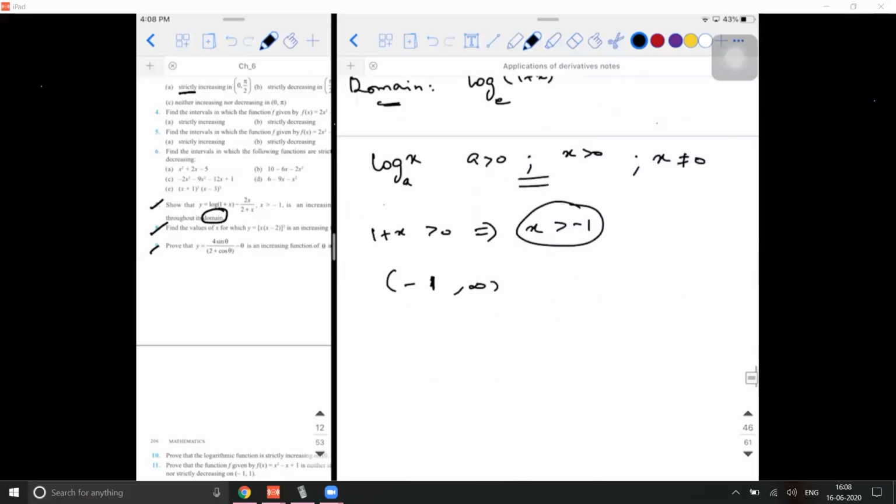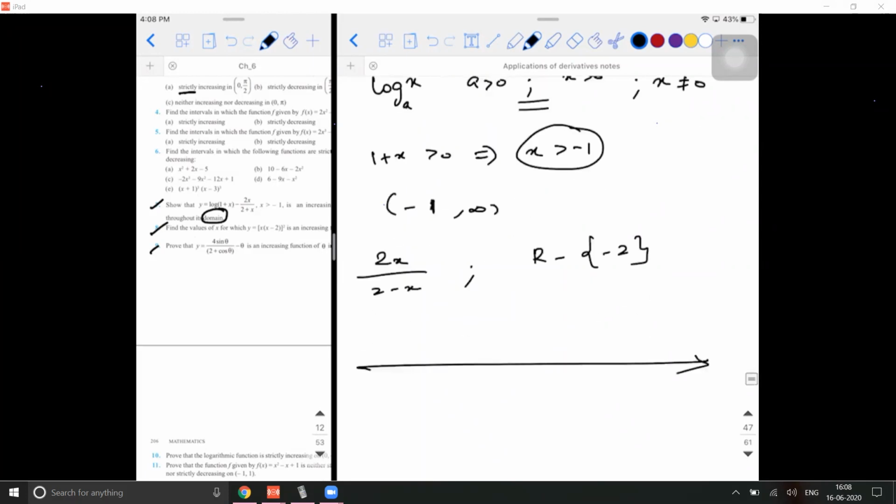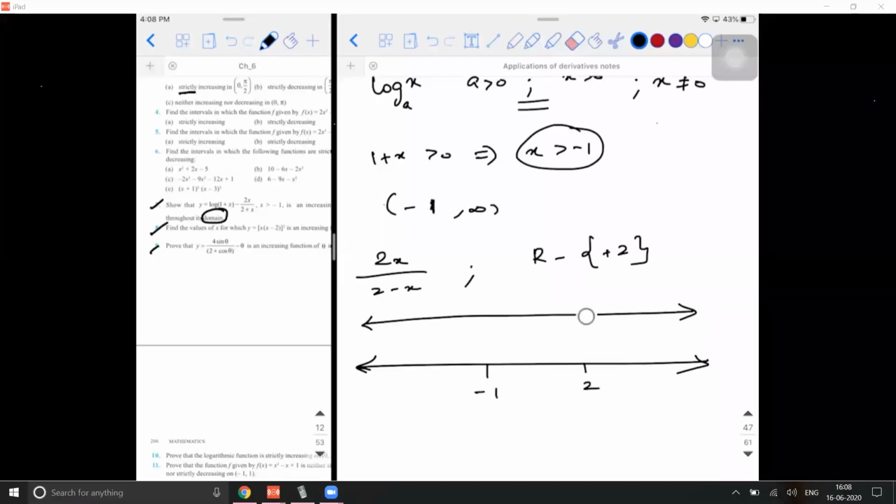Now for 2x by 2 minus x, what is the domain? You can take any real number except 2. So when you draw the number line, at point 2 you have a point of discontinuity. It means it is not there in the domain. So there is a discontinuous point. This is the case for 2x by 2 minus x.